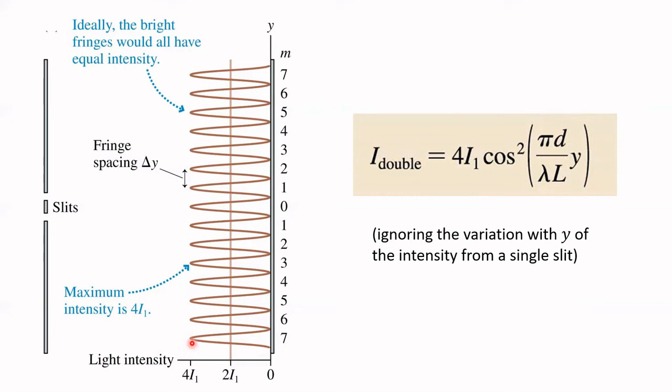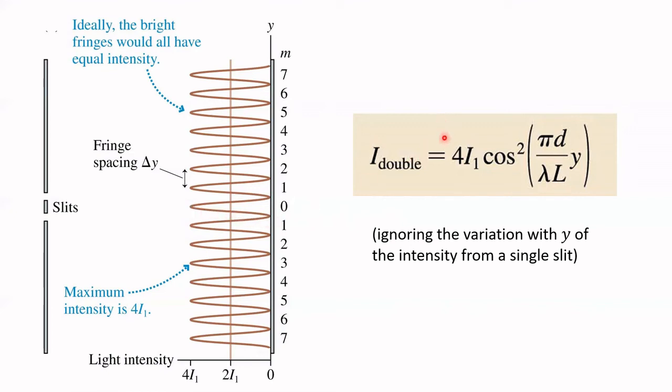And why is that? Again, if you've got two slits, each with intensity I1 at any point on the screen, why wouldn't the total intensity just be double I1? Well, it's because the interference between the two waves redistributes the energy. It focuses the intensity preferentially at the bright fringes, and you've got destructive interference at the dark fringes.